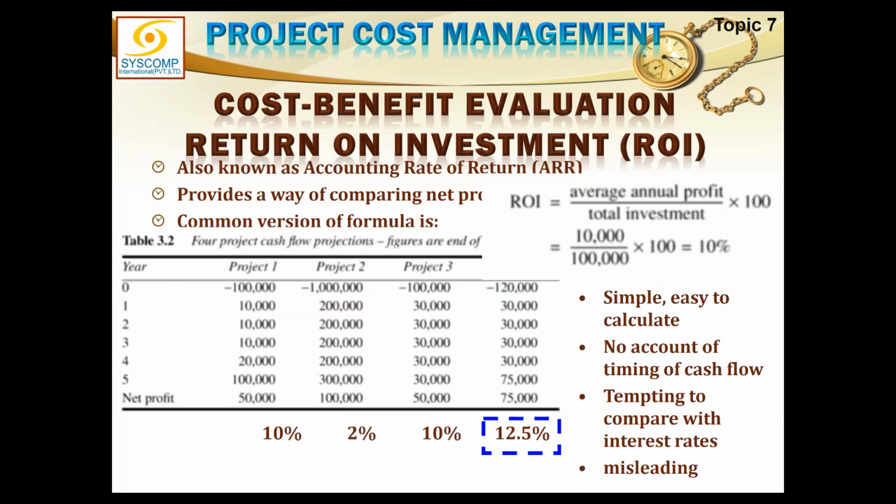Okay, then there is another method which is called return on investment. This is a very common method. This is used everywhere. For anything you say, what is the ROI of this project or this assignment or this work? ROI is the return on investment. That is the money I am investing, how much I am getting back. Return on investment, how much I am getting back in percentage. This is also called accounting rate of return.